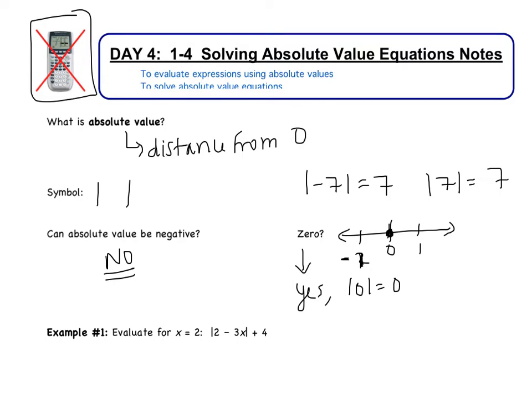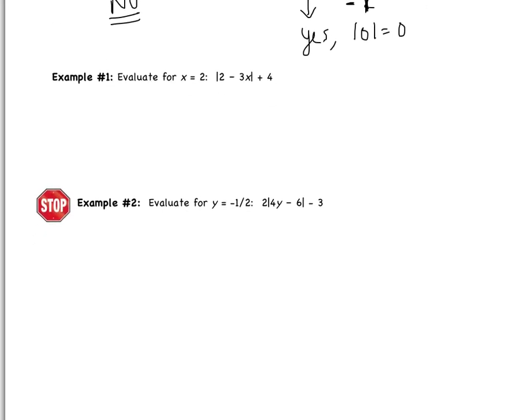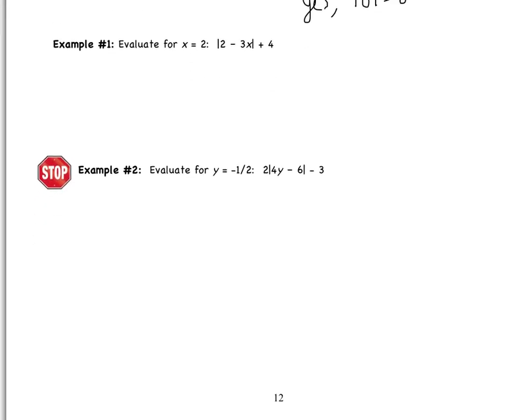Okay, so moving down, we have two evaluating examples. So example 1, it says evaluate for x equals 2. So I'm going to start by substituting in 2. So I have 2, subtract 3 multiplied by 2, add 4. So absolute value kind of acts as parentheses. So it's like there's invisible parentheses here. So I'm going to do what's inside the absolute value first. So I have 2 subtract 6, add 4. 2 subtract 6 is -4.